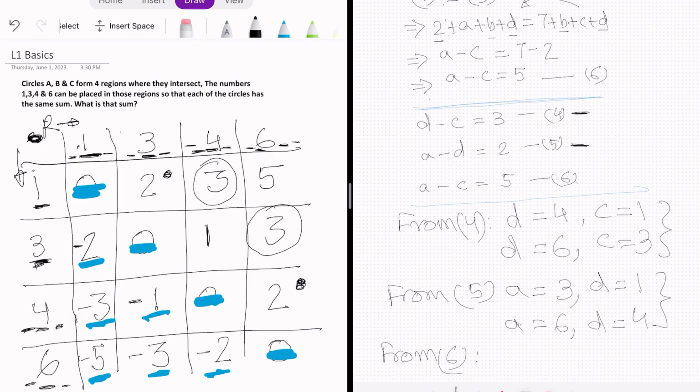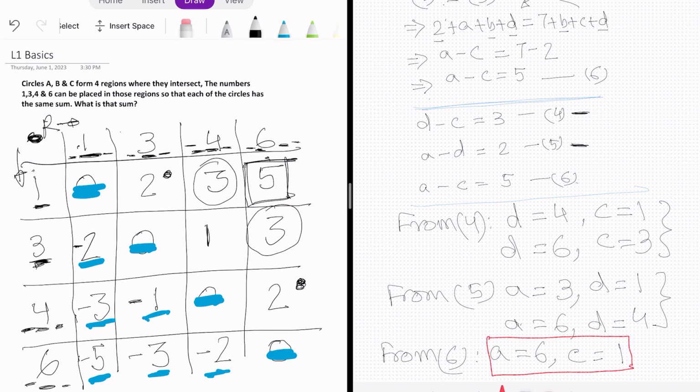And then from 6, the difference is 5. There's only one place where the difference is 5, which is this one. There is no other place where the difference is 5. So this has to be true. So in that case, A is 6 and C is 1. Since there are no other options for 5, this has to be true.